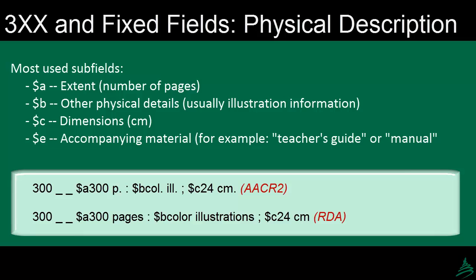And again, in RDA, they want things all spelled out. They want pages spelled out. They want color illustrations. They want it all spelled out, where you see in AACR2 they've abbreviated things. The point of RDA is to make that clear so that everybody understands. And again, the punctuation is the same for both: colon after subfield A, semicolon after subfield B. And then the punctuation at the end depends on what comes next in RDA. But I don't think anybody's going to have a fit if you put a period or if you don't.